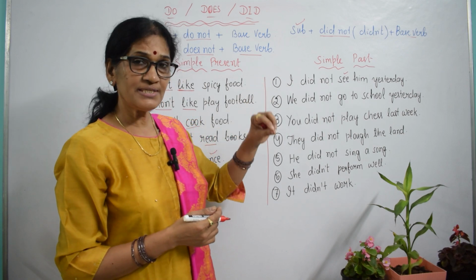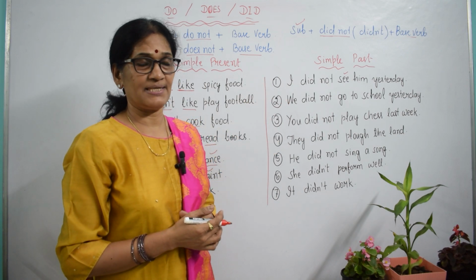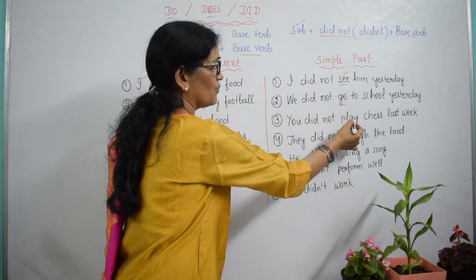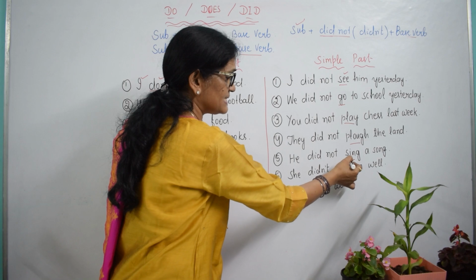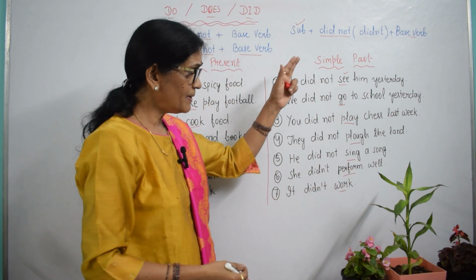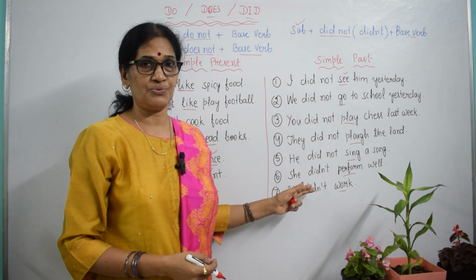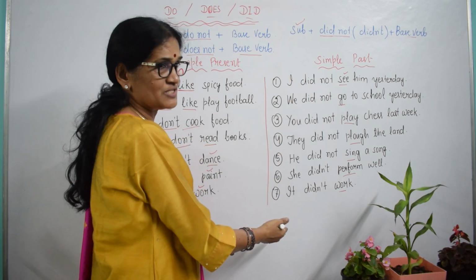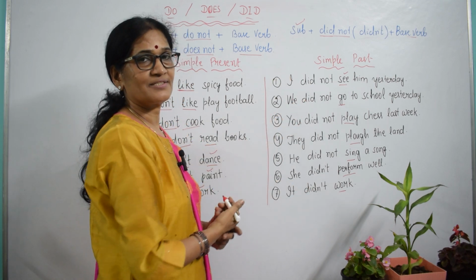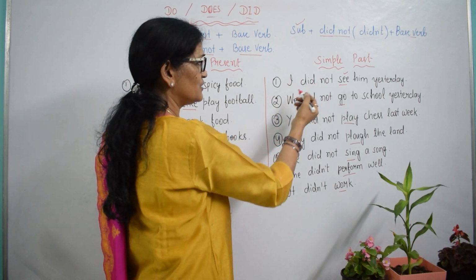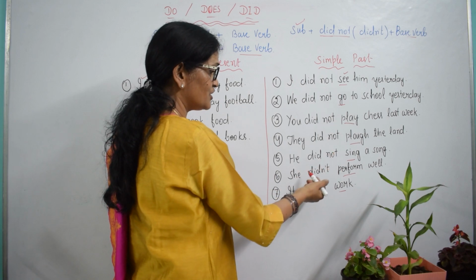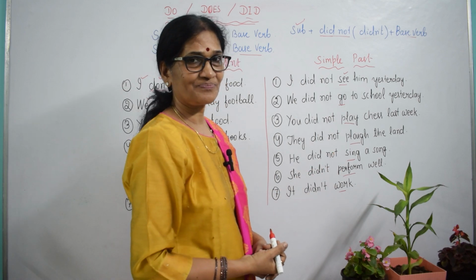We use did not in simple past negative sentences. Did not plus base verb. Base verbs: go, play, plow, sing, perform, work. All base forms of verbs we use. Which are the subjects? All kinds of subjects agree with didn't. I didn't, we didn't, you didn't, they didn't, he didn't, she didn't, it didn't.